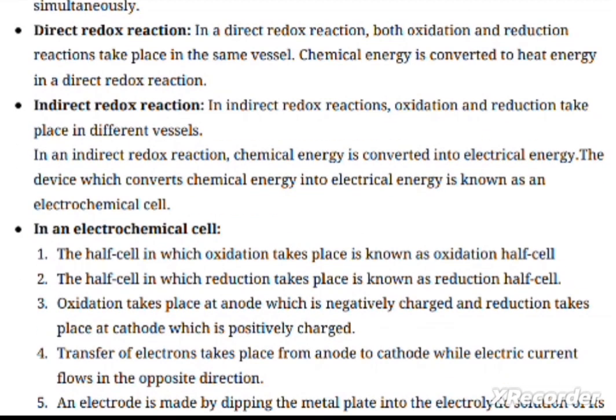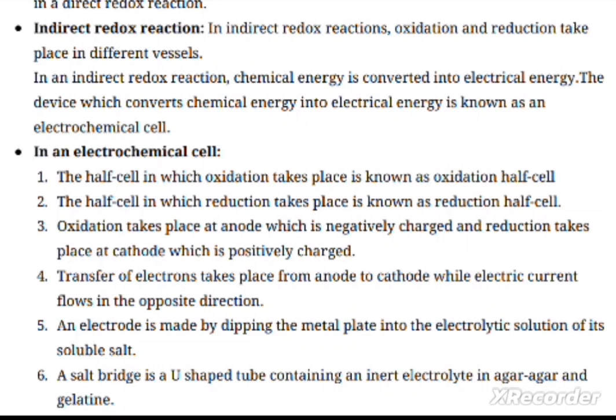In an electrochemical cell, first, the half cell in which oxidation takes place is known as the oxidation half cell. Second, the half cell in which reduction takes place is known as the reduction half cell. Third, oxidation takes place at the anode, which is negatively charged, and reduction takes place at the cathode, which is positively charged. Fourth, transfer of electrons takes place from anode to cathode, while electric current flows in the opposite direction.